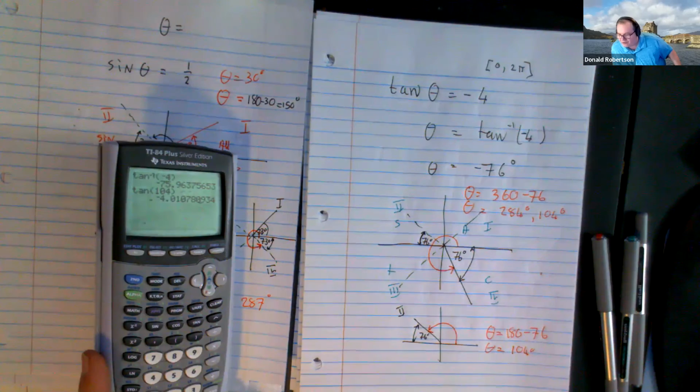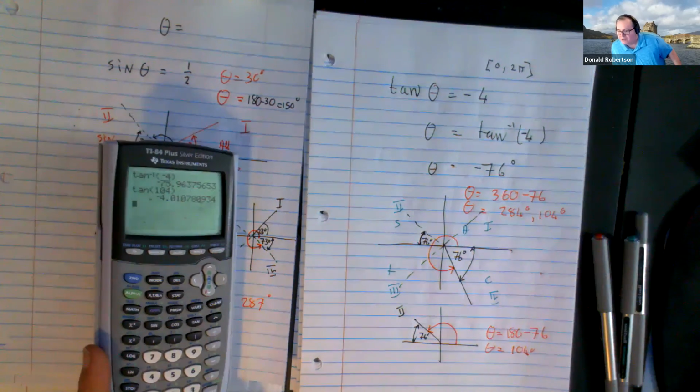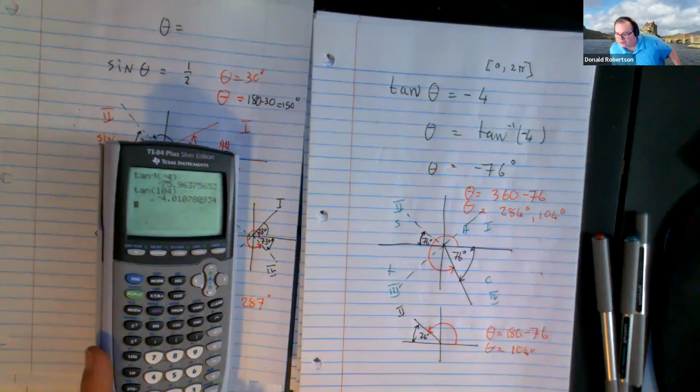So if you think it's this answer, why don't you just find the tan of it? If it matches what you think it should be, you've got it. If it's not, oh, maybe it's the second quadrant. I was looking in the third, and so on.